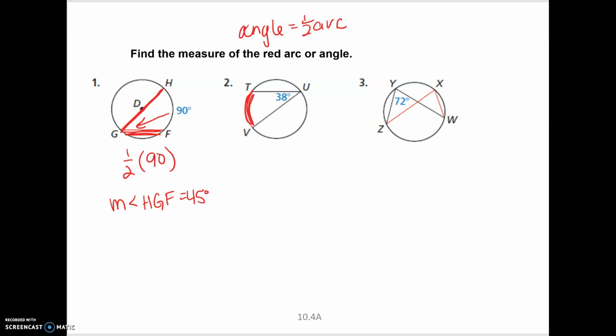Okay, next one right here, I have my arc that I'm trying to find. So my angle is 38 degrees. That's equal to 1/2 of arc TV. So we multiply by 2 to figure out what the arc is. So I know the measure of arc TV is 76 degrees.